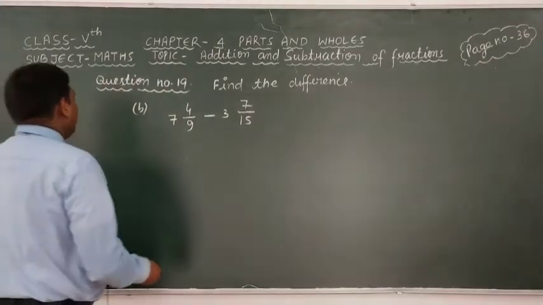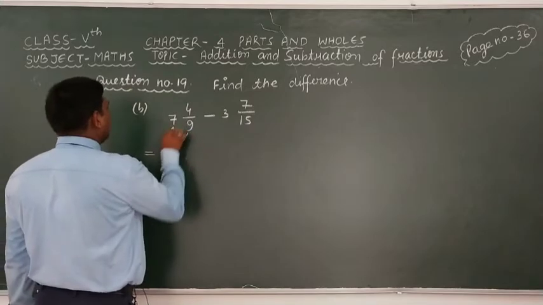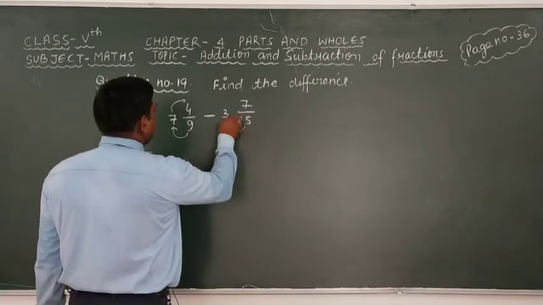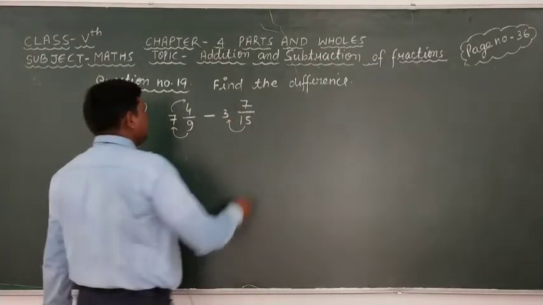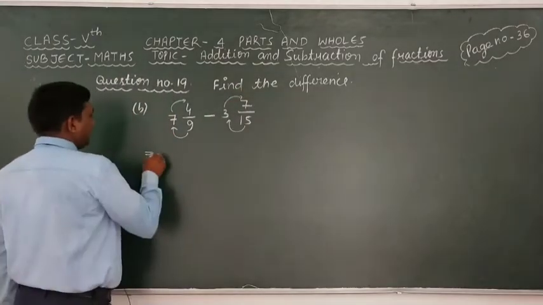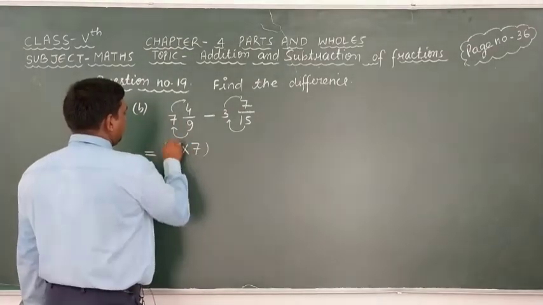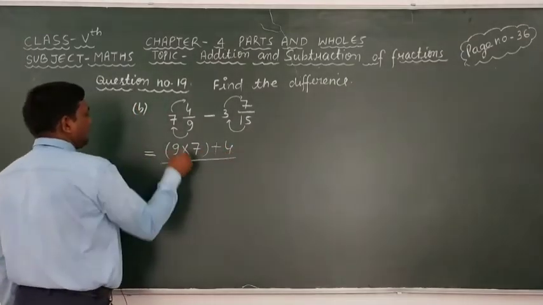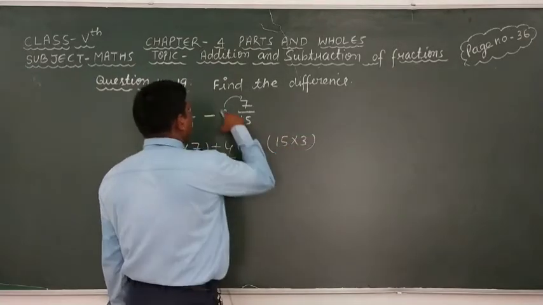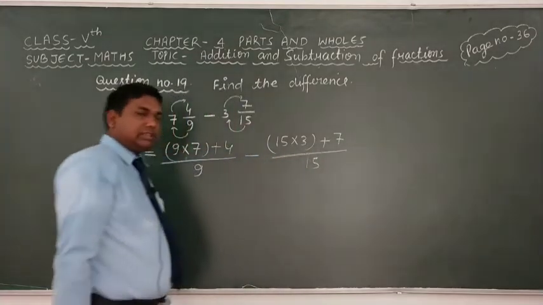Firstly, we multiply 9 and 7, then add 4, and in this fraction we multiply 15 and 3, then add 7. Okay, look at here carefully. Here we can write 9 into 7 plus 4 total upon 9 minus 15 into 3 plus 7 total upon 15.